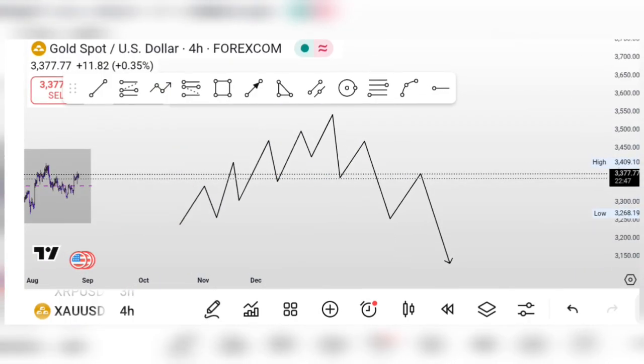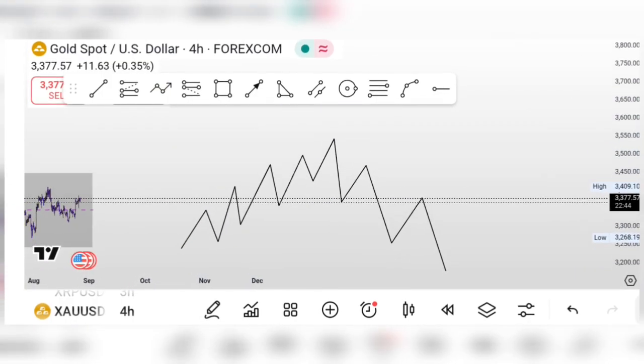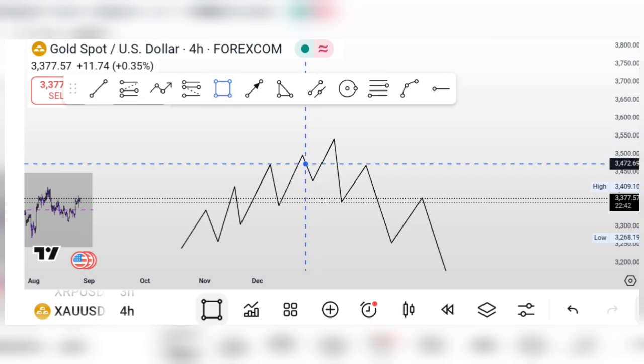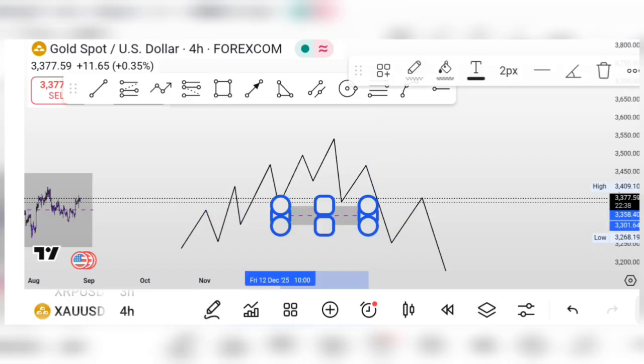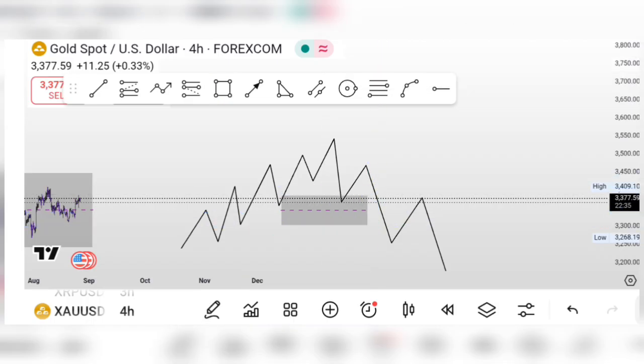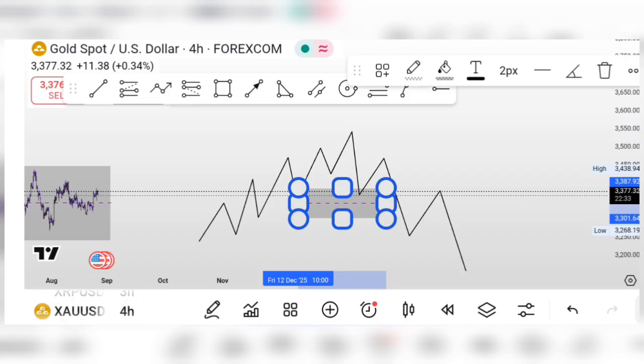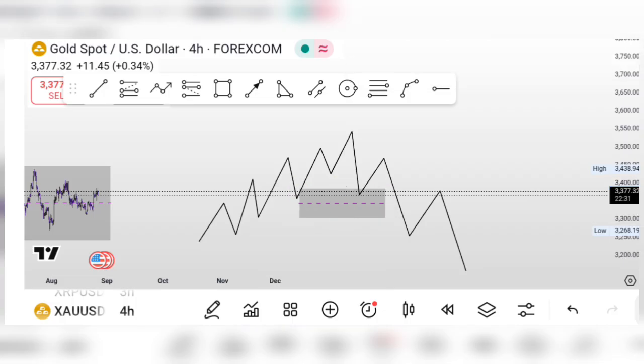In this market, some traders, once the market breaks the first structure like this, will mark out this thing here and call it a change of character. This thing here is not a change of character, because at times price does what?